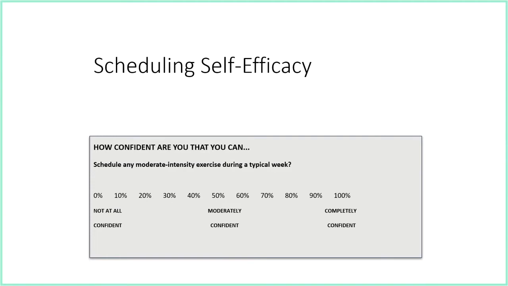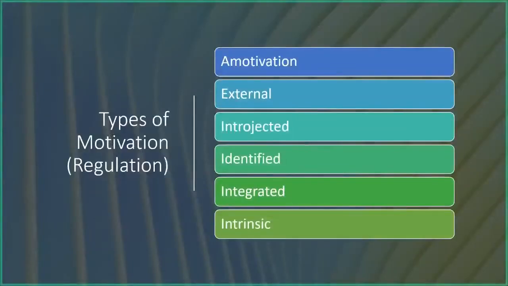So this perceived lack of time. This is something else in terms of looking at how they can schedule the activity. On this slide, again, there's another example for one of the questions. How confident are you that you can schedule any moderate intensity exercise during a typical week? There's several questions, and I'll average them and give them an overall percentage score. So that's when we get into self-efficacy.